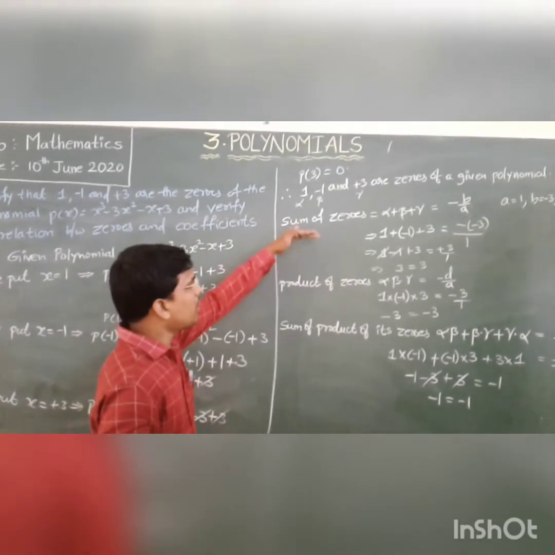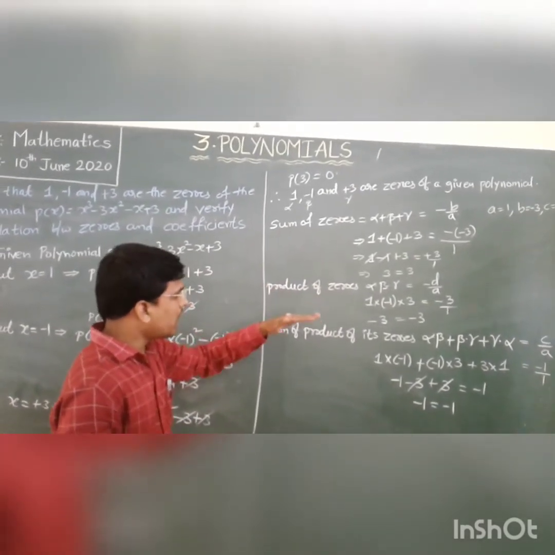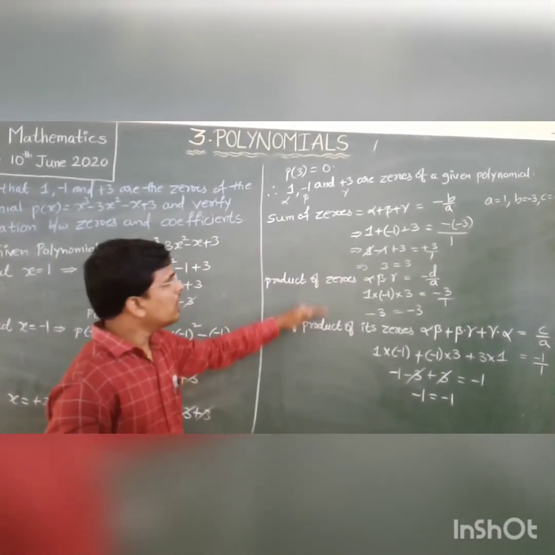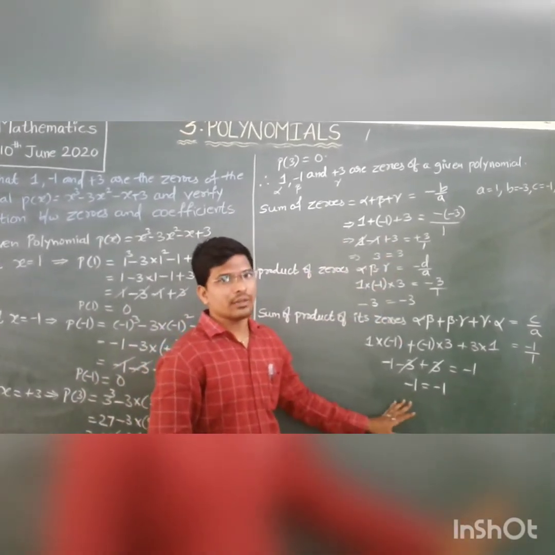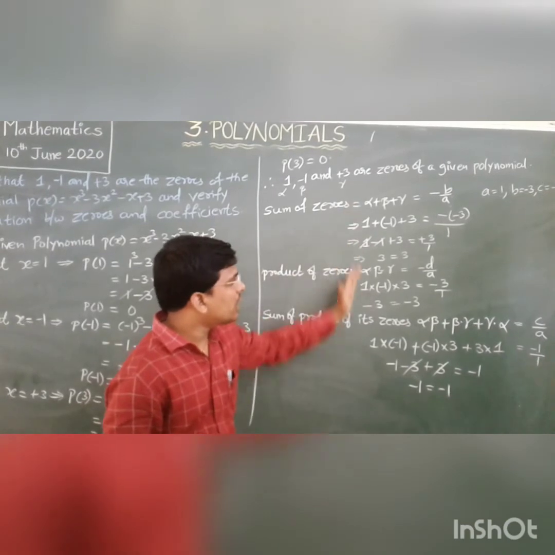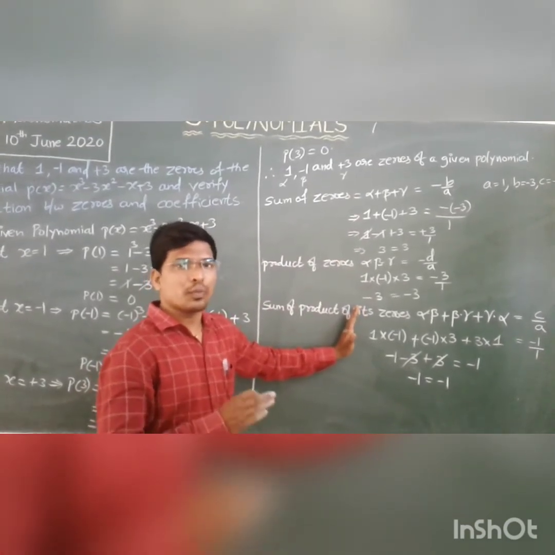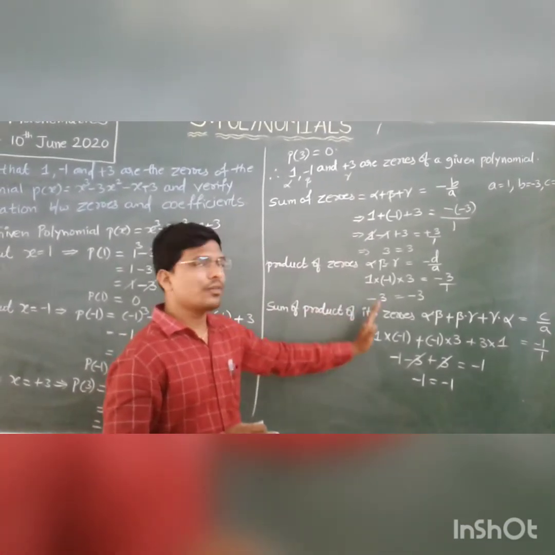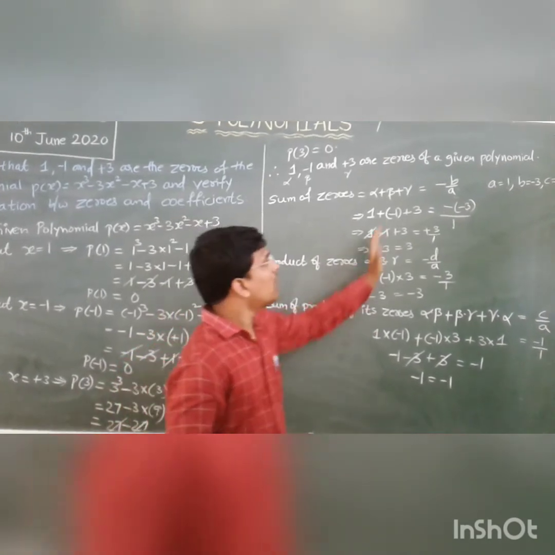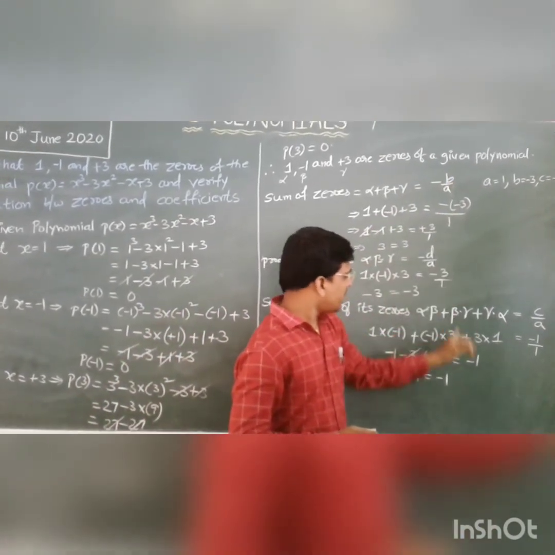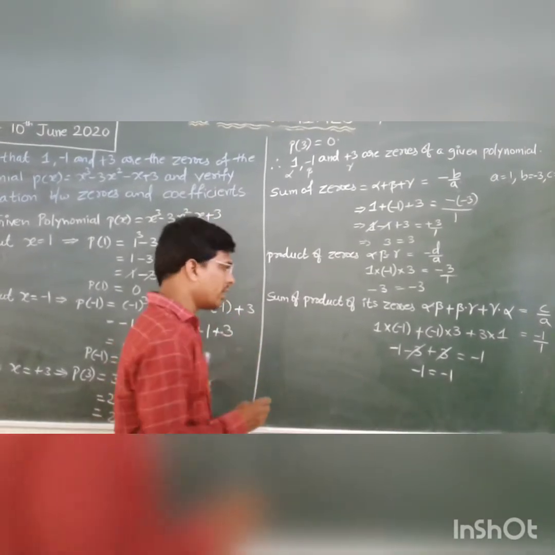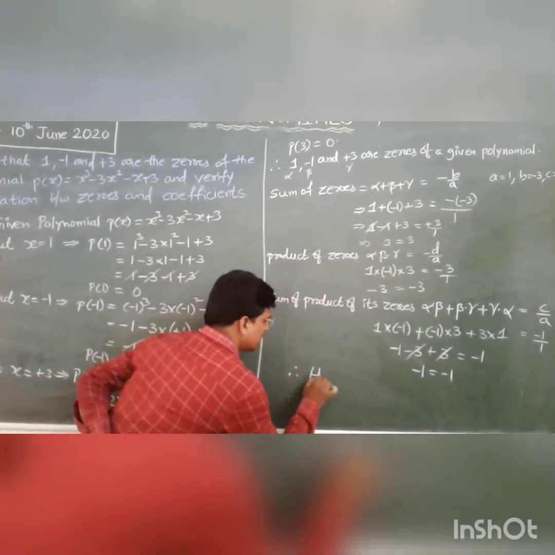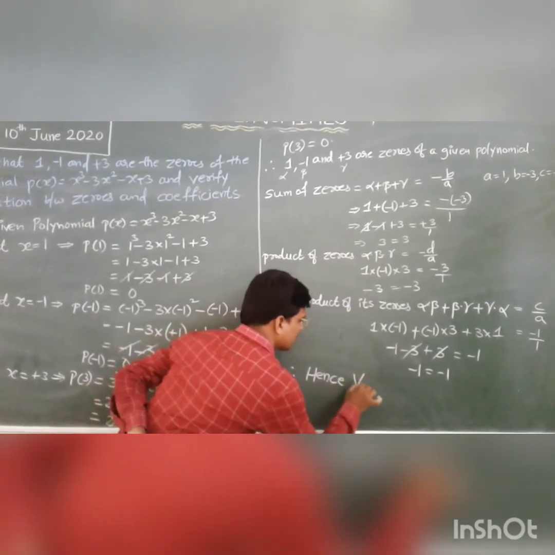See, if you observe the sum of zeros, product of zeros and sum of product of its zeros, in these three cases, the relations were verified. So the left hand side is the sum of zeros, product of zeros, sum of product of its zeros, compared with the coefficients of a polynomial. So in all the cases it has been verified. So finally you will write, hence verified.